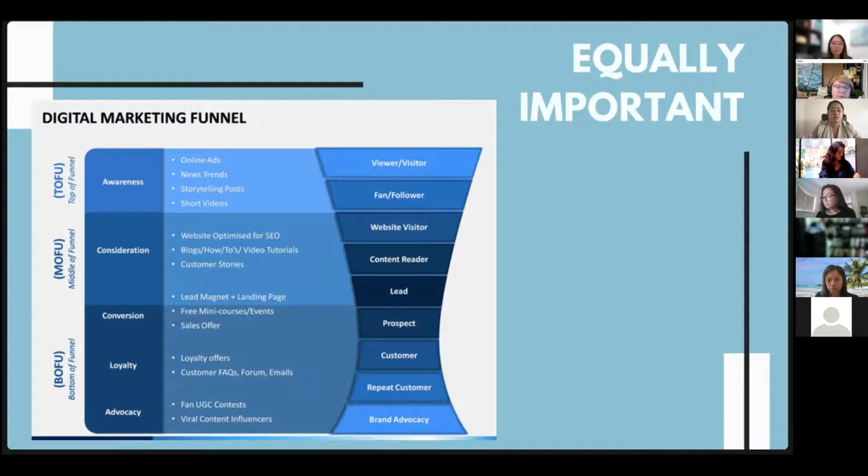Repeat customers, this is where you're gonna wanna ask for reviews. And this is where you're gonna wanna send them a lot of nurturing emails, and it's a different forum so that they can continue to advocate for your product.